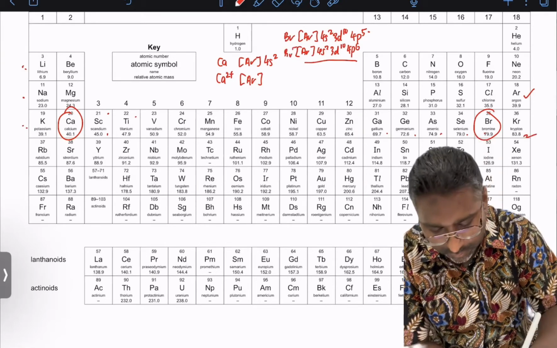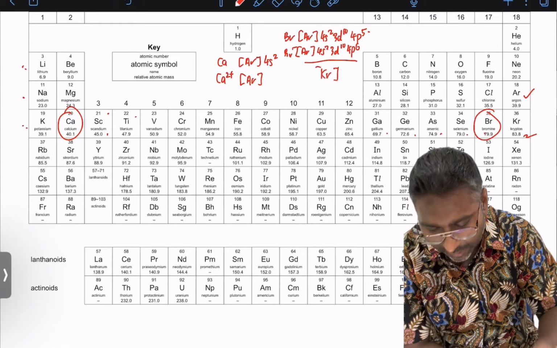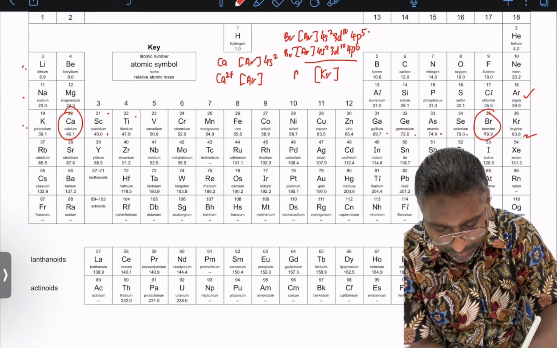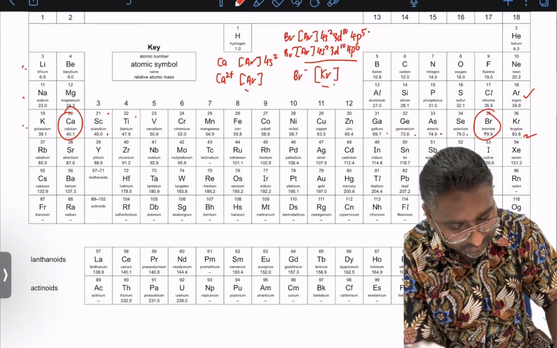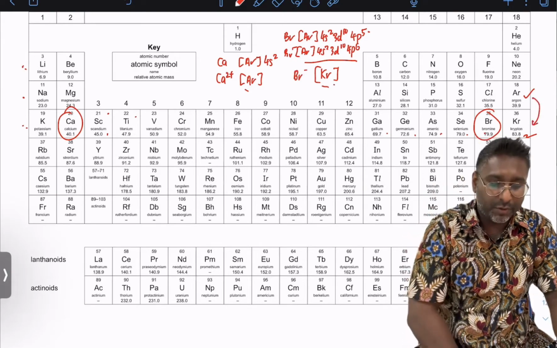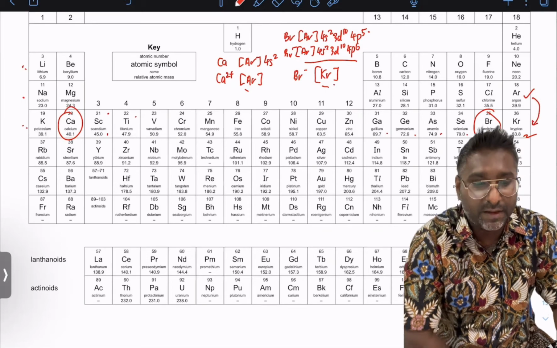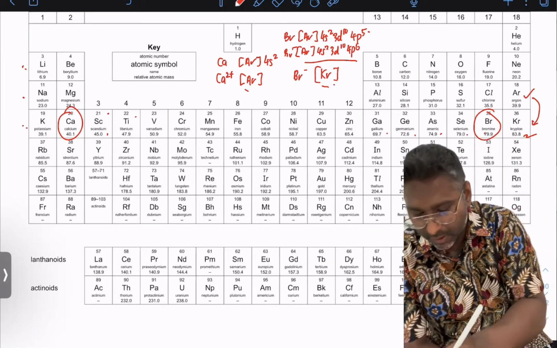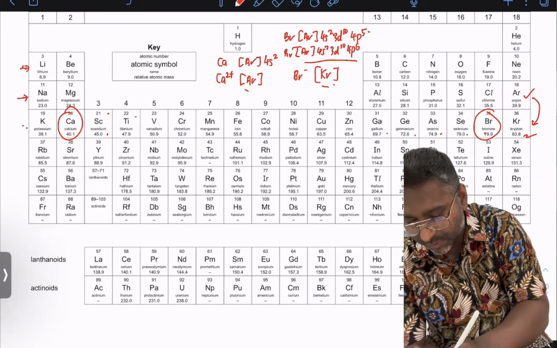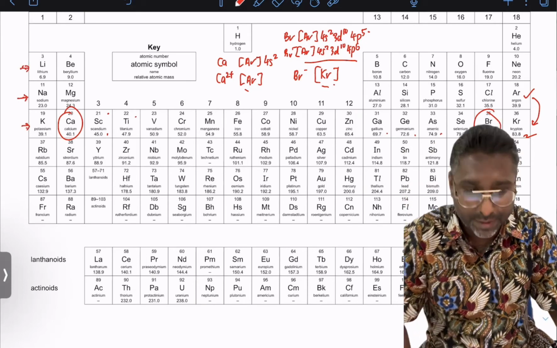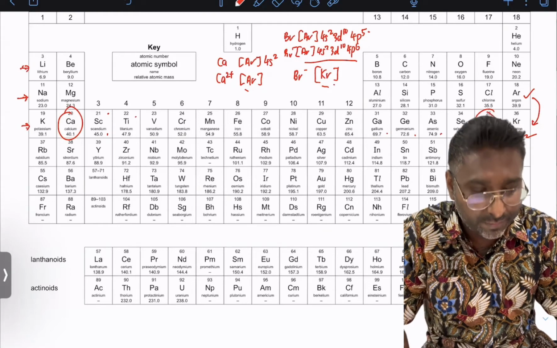So what you notice over here is, calcium ion is argon, and then Br minus is krypton. So from here to here, you can see that there is an increase in a shell, because you see this is period 2, period 3, period 4. When you have an increase in period, it means the number of shells is increasing.